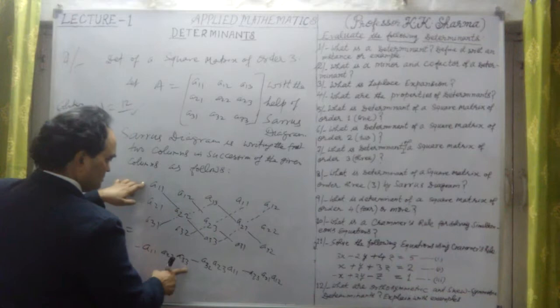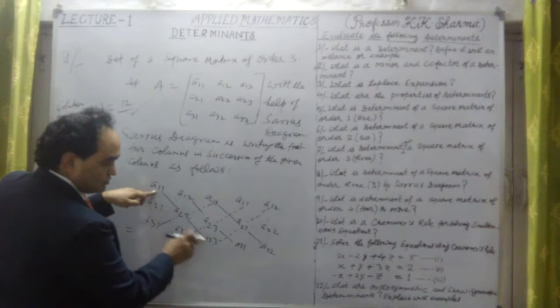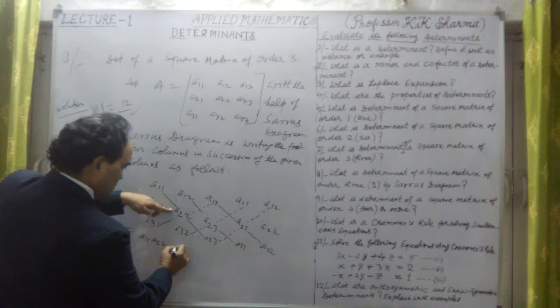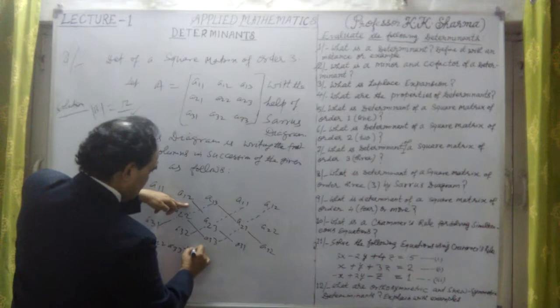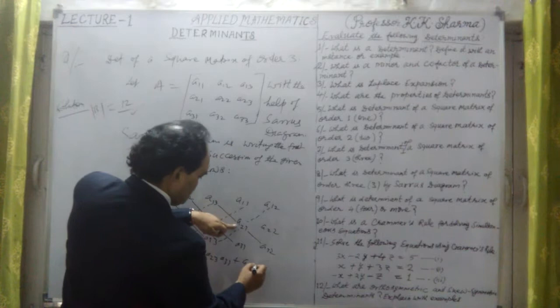A3, okay. These are taken wrong. Let me write clearly. The first diagonal value I wrote down properly: this is A11, A22, A33. Now this diagonal value, plus sign, A12, A23, A31. And the third diagonal value is A13, A21, A32.